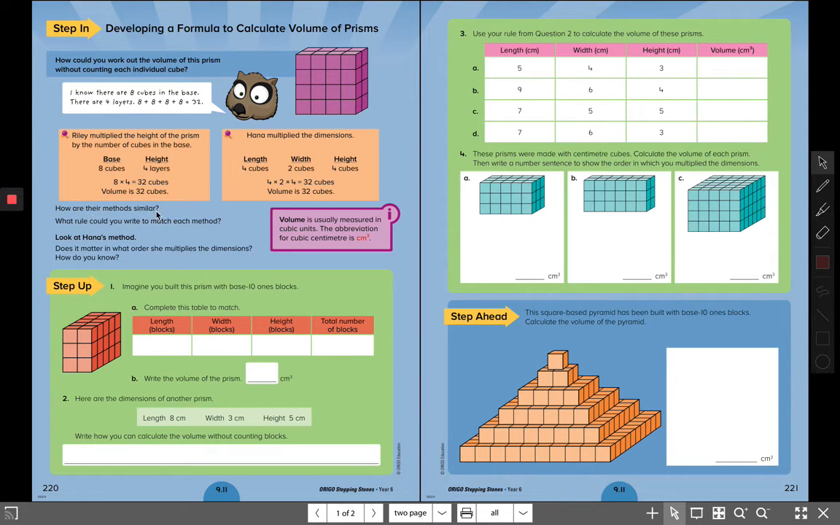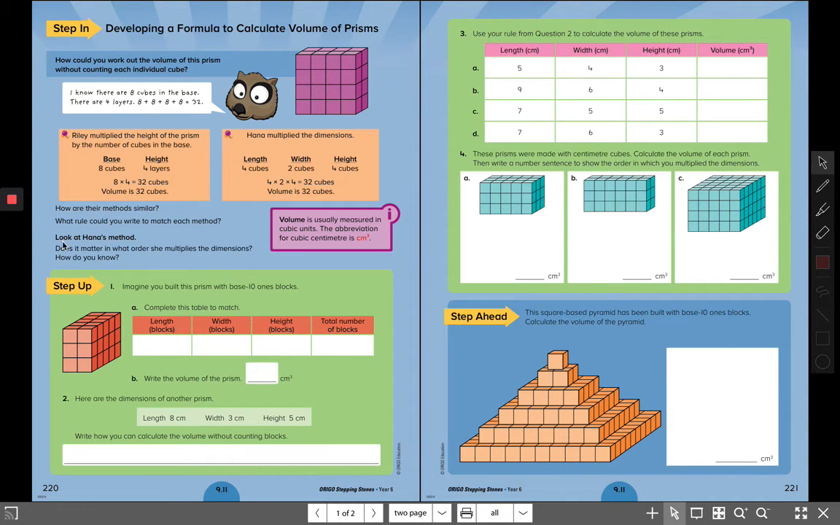How are their methods similar? They both used multiplication to arrive at the answer. And what rule could you write to match each method? You could count how many are in a base multiplied by the number of layers, or you can write a rule: length times width times height. Volume is usually measured in cubic units. The abbreviation for cubic centimeter is centimeter little 3, which we have already discussed.